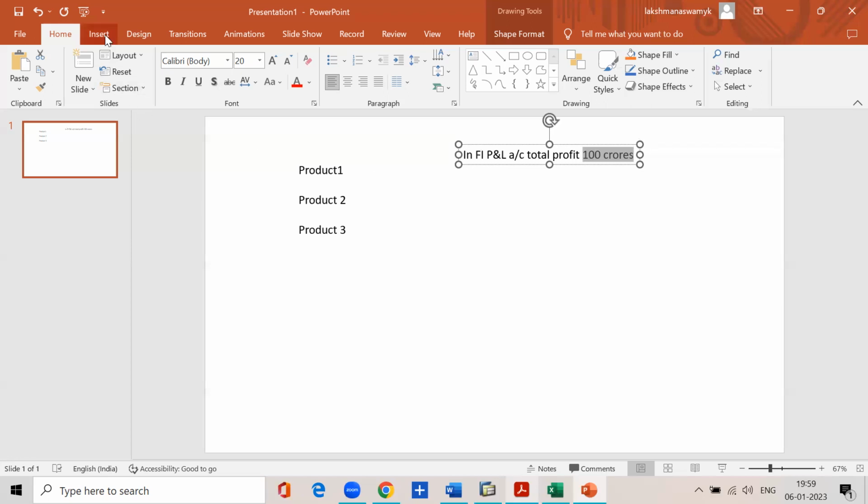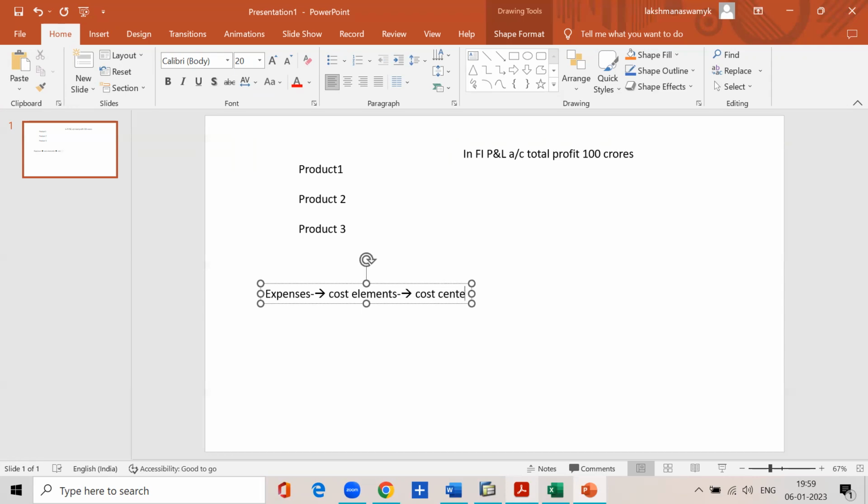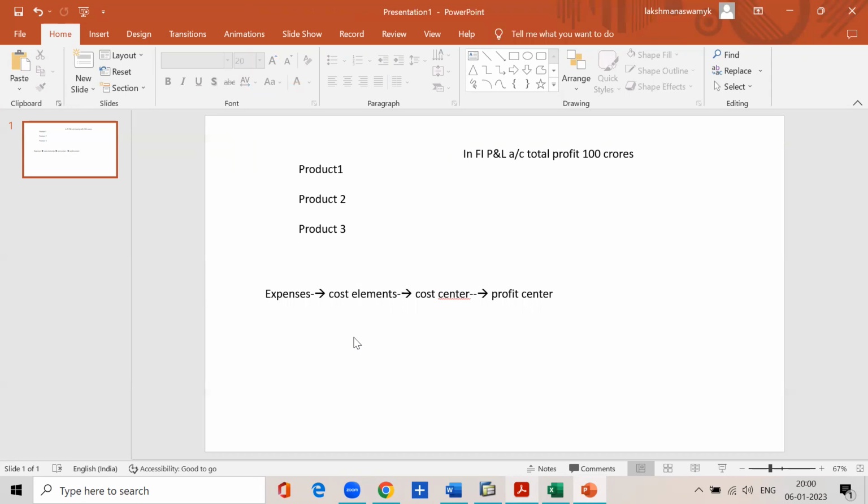Now, here, this is the flow of expenses. See, expenses are created as cost elements. Right? Then the cost element is posted to the cost center, right? Then in the cost center master record, we assign the profit center. Okay? Why are you creating expenses as a cost element? Because I want to analyze these expenses in controlling for reduction of the cost or not, right?